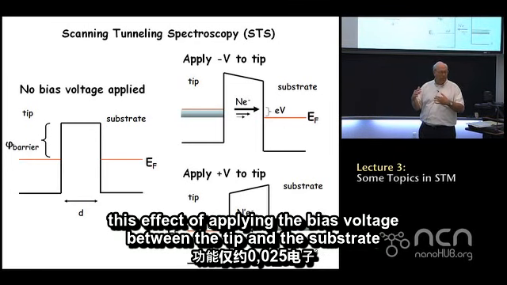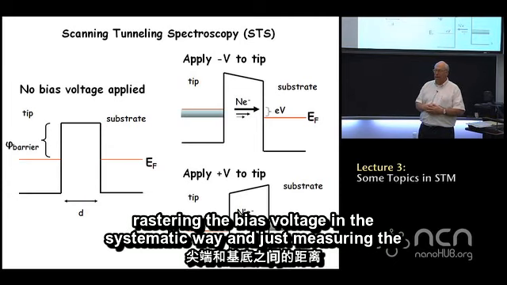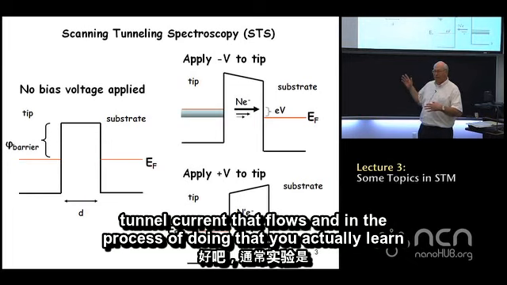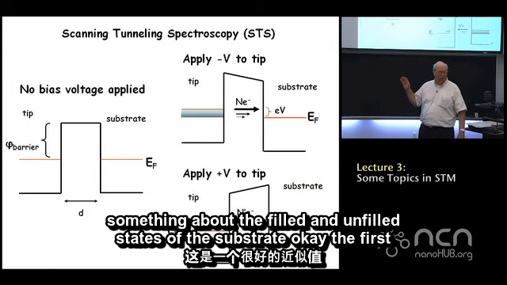Okay, so this scanning tunneling spectroscopy, this STS, uses this effect of applying a bias voltage between the tip and the substrate, rastering the bias voltage in a systematic way, and just measuring the tunnel current that flows. And in the process of doing that, you actually learn something about the filled and unfilled states of the substrate.